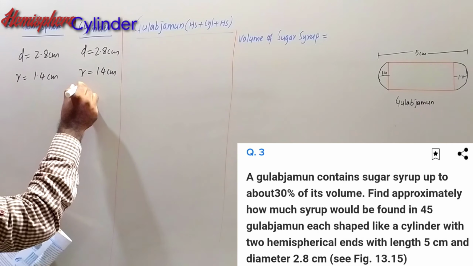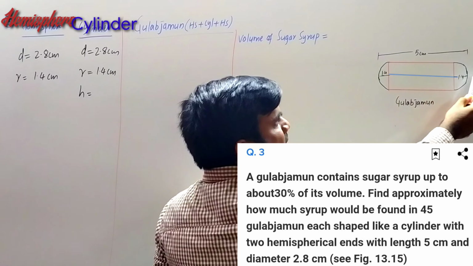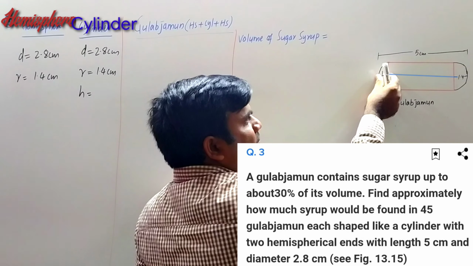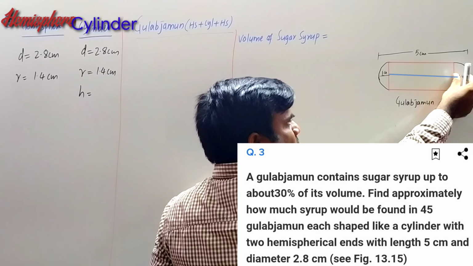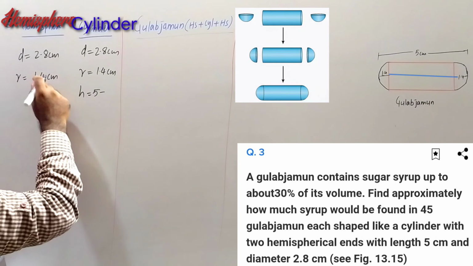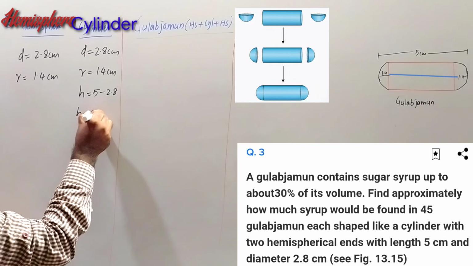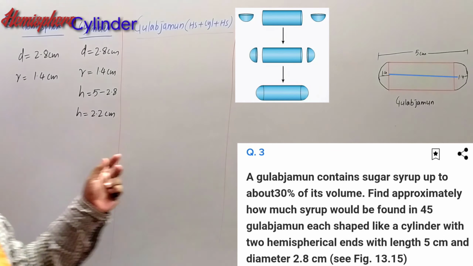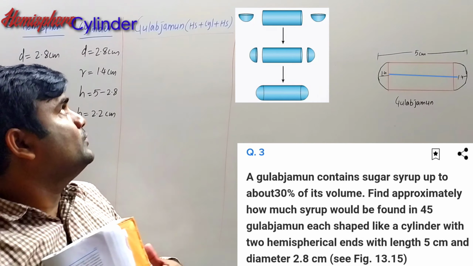So next we need to find the height of the cylinder. The total length of the gulab jamun is 5 centimeters. So we just subtract 1.4, the radius of the hemisphere, and the right side also 1.4. So 5 minus 1.4 plus 1.4, which is 2.8. So h is equal to 2.2 centimeters. The cylindrical portion length is equal to 2.2 centimeters.